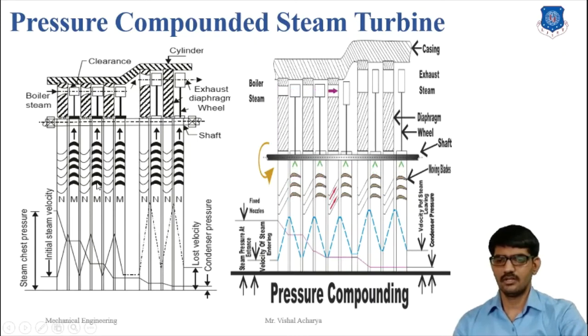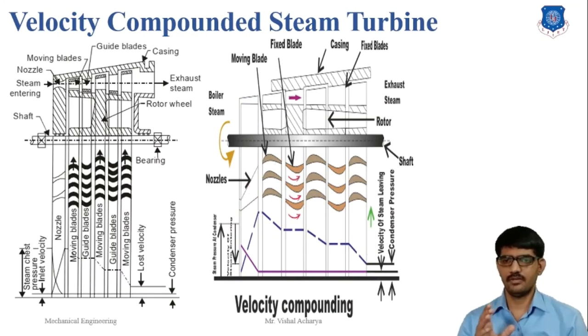Here the series for the pressure compound steam turbine is nozzle, moving blade, nozzle, moving blade, nozzle, moving blade. In a velocity compound turbine, first is a nozzle, moving blade, fixed blade, moving blade, fixed blade, and moving blade. In a nozzle, the velocity increases. In a moving blade, the velocity decreases. In a guide blade, there is no pressure drop or velocity loss; it only guides the steam.